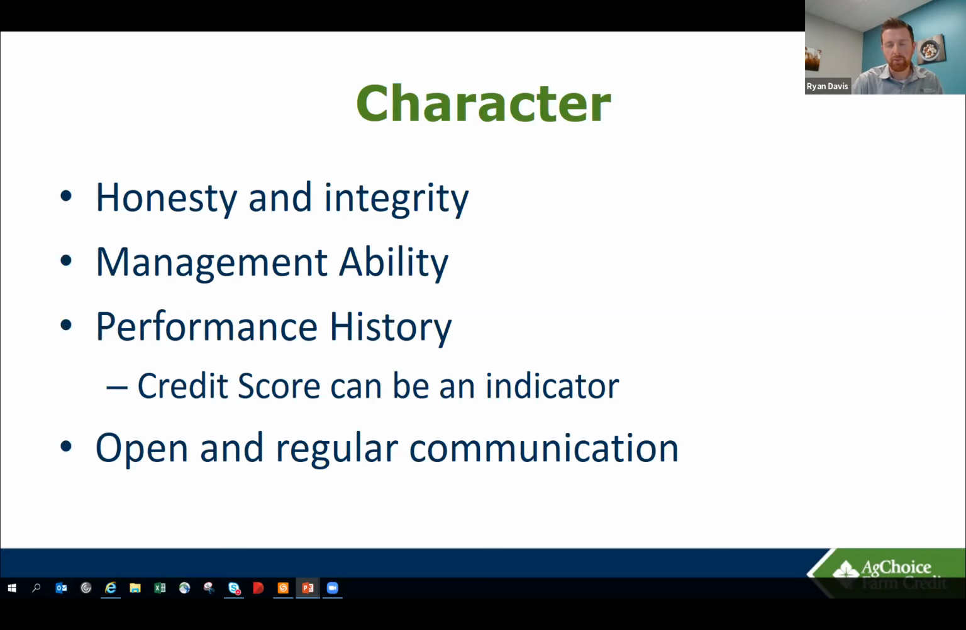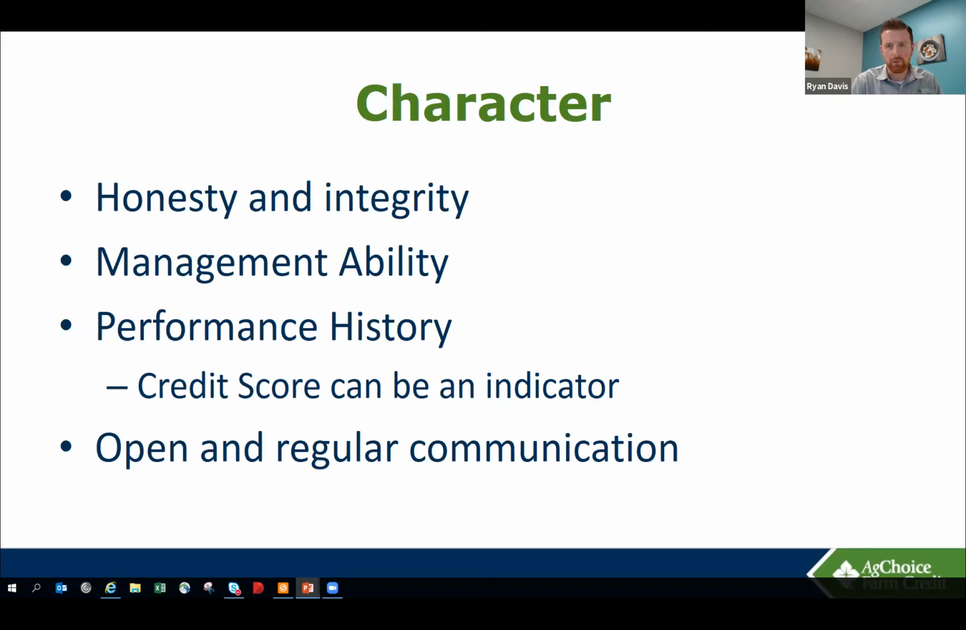However, there are some other aspects to character. Some of the word on the street about a borrower, if they have a bad reputation in the community, could be related to even a visual inspection of the farm. If it's not well kept, or if there are certain aspects that cause concern, that could point back to a character issue or a management issue. But character really is the most important factor in properly assessing overall credit risk.